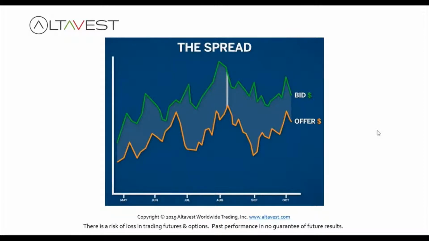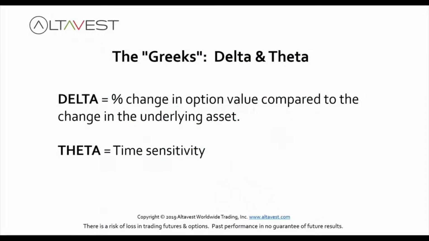Now remember, we talked about delta and we talked about time. Well, let's get to the Greeks. As I say, it's all Greek to me, right? But in this case, it's real easy. Delta, one way of looking at delta is very simple. It represents the percentage change in option value compared to the change in the underlying asset. And we'll look at an example here. Then there's also theta, and that equals time sensitivity. And there are some other Greeks, but we're not going to discuss those at the moment.